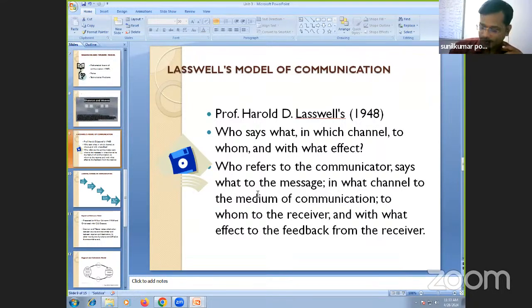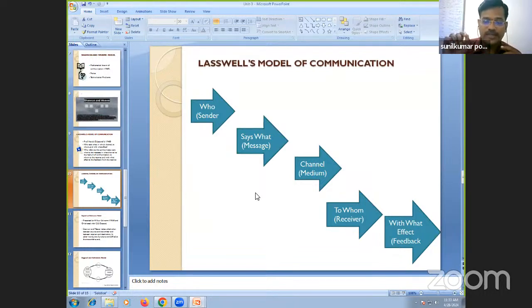So what is Laswell saying? You just check whether the message is reaching your target audience or not. Who means the sender, says what means what message is being said, and in what channel. Channel here is not our 24-hour news channel. Channels means radio and newspaper, also one kind of channel; it means instrument. To whom? Here is the receiver. Receiver means readers, viewers, listeners. With what effect? Whether that message takes an influence on the target audience, target readers, target listeners, viewers.